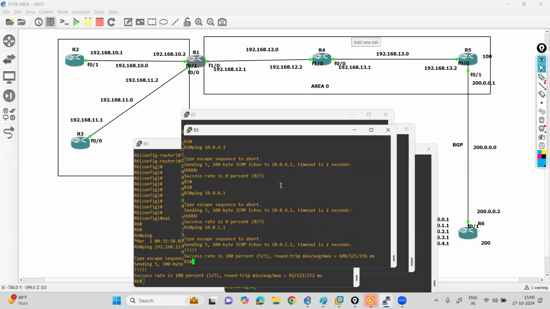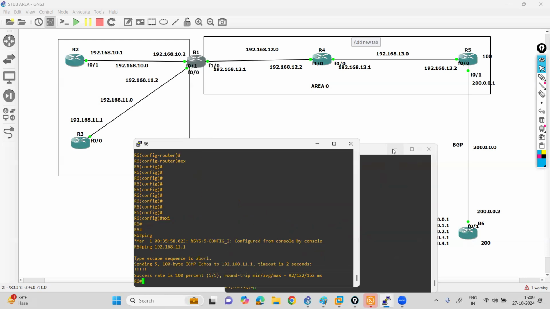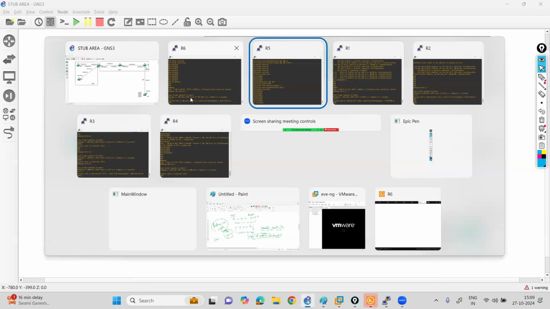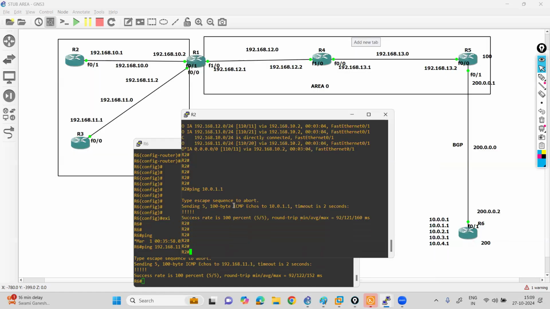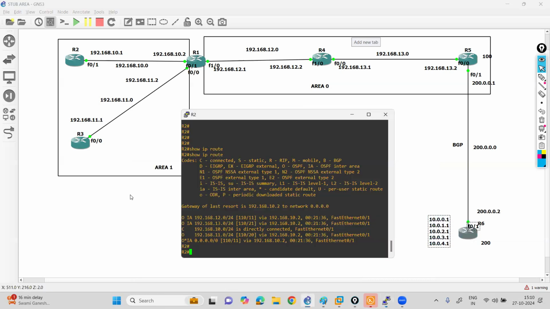Yes, they are pinging by the help of the default route, but in their table there is no information of these networks, right? If I check the routing table of these routers by putting the command show ip route, you will find that there is no information of these specific networks, but they are pinging. Because of what? The default route.